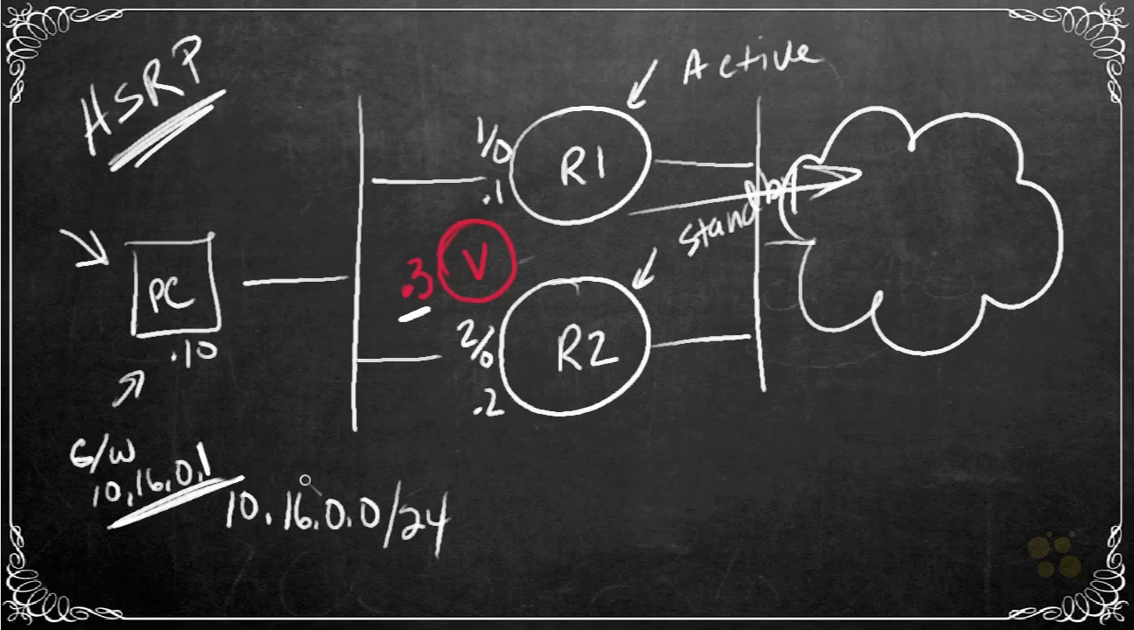And R2's address on this network is 10.16.0.2. And this virtual address of .3 won't show up until we configure the HSRP protocol on each of these interfaces on router 1 and router 2. So let's go over to the virtual lab. If you're sitting at a computer watching this, go ahead and click on the link for the virtual lab and join me side by side as we configure and verify HSRP.